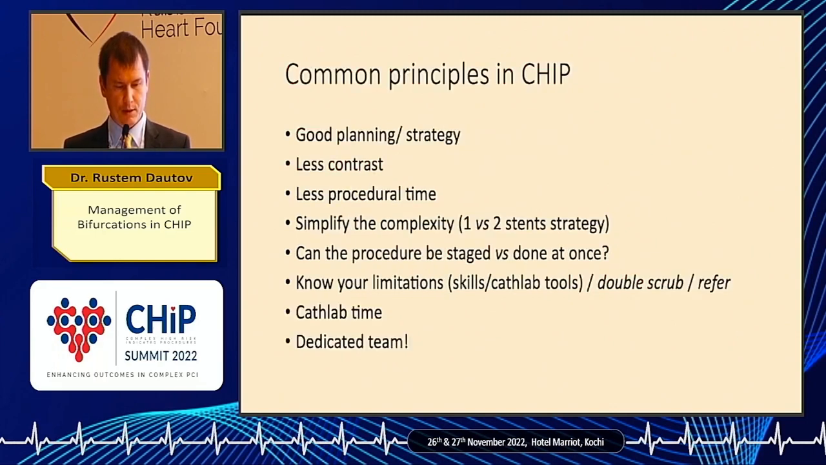Common principles in CHIP obviously requires a good strategy, less contrast, less procedural time if it's possible. We have to decide if we can simplify the case by doing provisional stenting. Should we do everything at once or should we do staged? It also depends if you have mechanical support through the case. Double scrub, as mentioned, it's very important. Do we have dual operators, or can you refer this to another center where skills are more advanced?